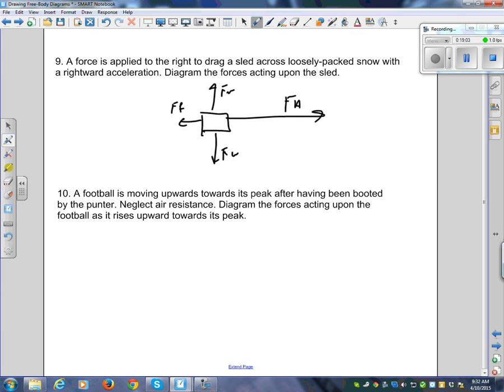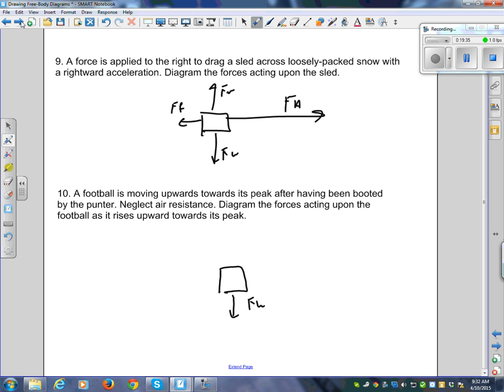Okay, number 10 is the one we really got to talk about. This is the one that Will was asking about here. Football is moving upwards towards the peak after having been booted. It just has FW. It's already been kicked. The guy does not have the power of the force. He cannot apply a force to it. It's already kicked. You don't need to show the motion. There's only gravity acting on it. And it is. But that doesn't mean it can't accelerate it downward.